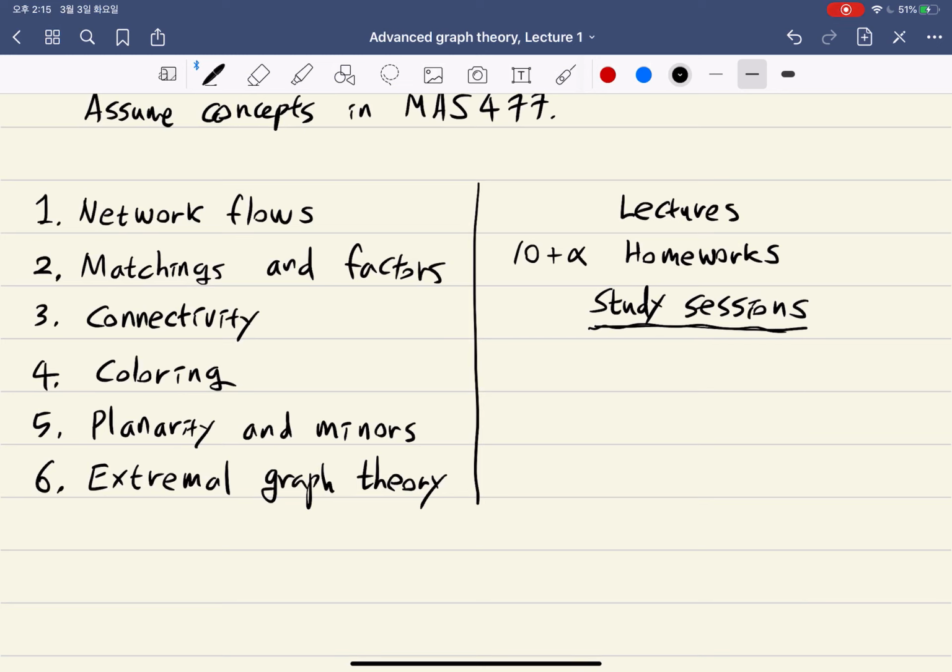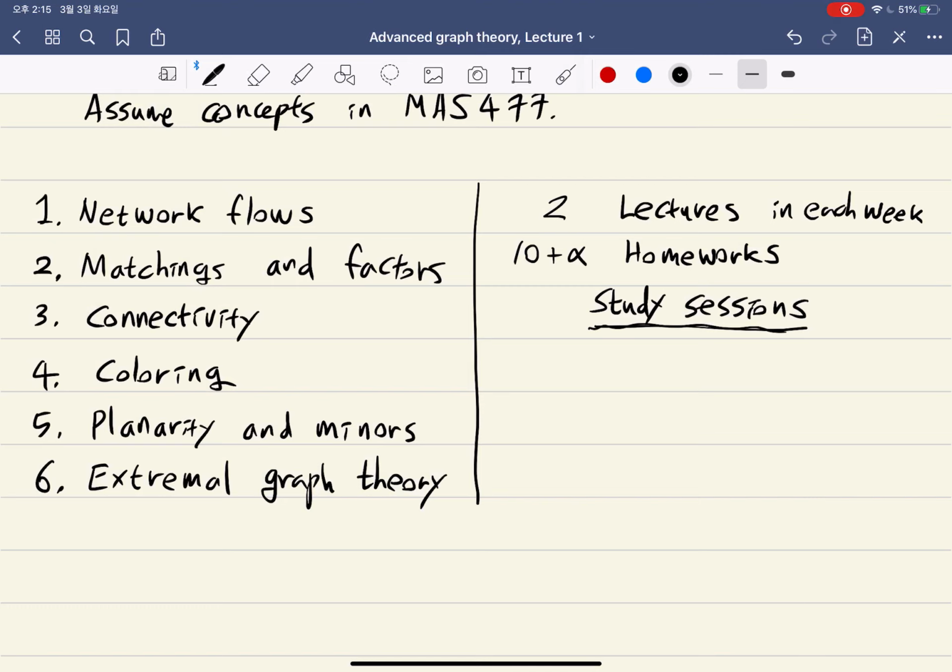So there will be 3 elements in this course. There will be 2 lectures in each week. And there will be nearly weekly homework. There will be at least 10 homework.